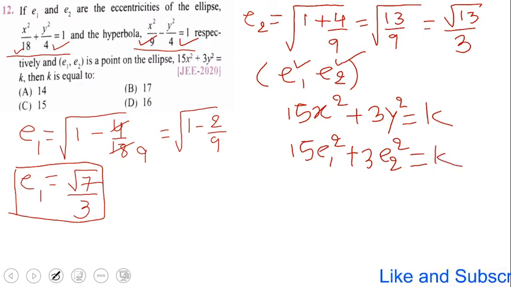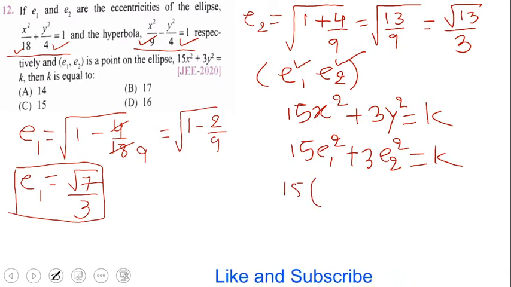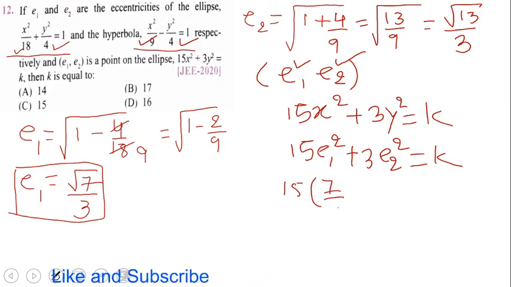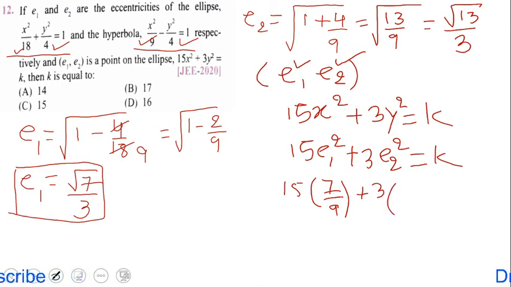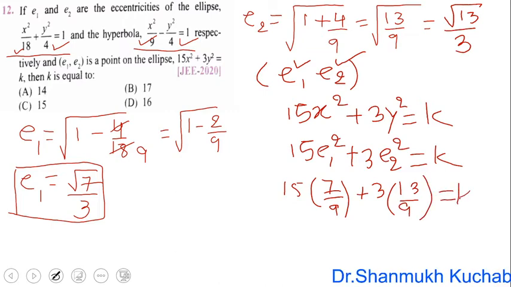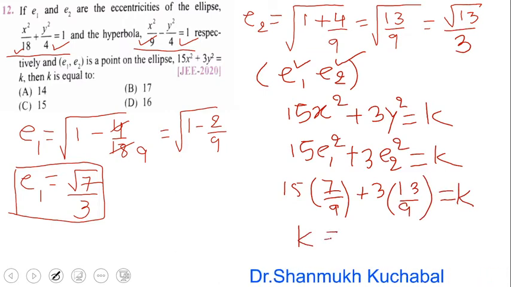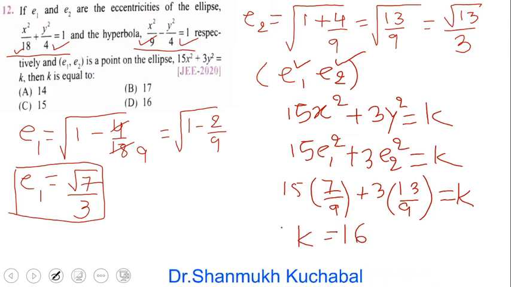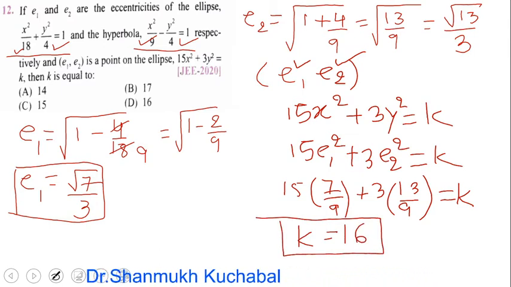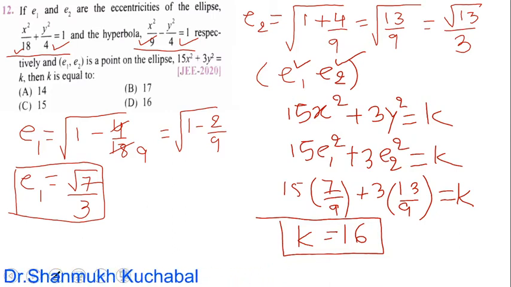So E1 and E2 values we know, so we will substitute. 15 times E1, which is root 7 by 3, squaring that, we get 7 by 9. Then 3 times E2, which is root 13 by 3, squaring that, we get 13 by 9, equal to k. If we simplify this, the k value we get is 16 here. So the k value is 16. Therefore clearly option D is the right answer here. Option D is the right answer. Like this we have to simplify.